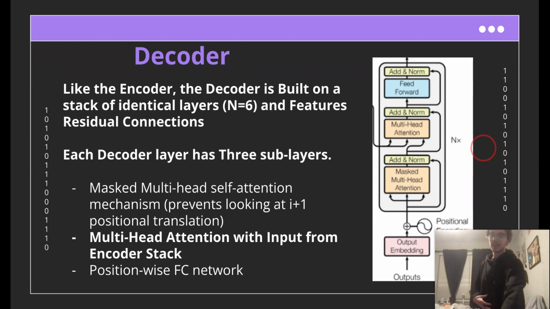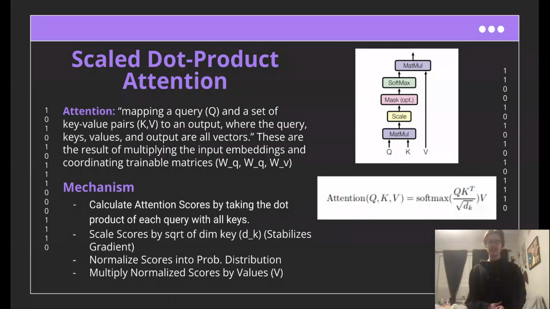The main attention mechanism is called scaled dot product attention, which takes a query Q and a set of key-value pairs K and V to an output. This is the result of multiplying the input embeddings, the vector representation of the words, by corresponding trainable matrices WQ, WK, and WV. We can see the exact calculation in the diagram in the slides. This is then fed into a softmax function to get a probability distribution.